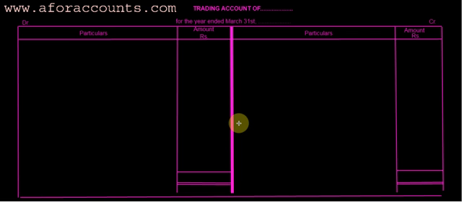The first step to prepare our financial statements is the trading account. Now, the format of the trading account is just like the ledger: debit side, particulars, amount; credit side, particulars, amount. All the expenses which are direct in nature have to be debited here, and all the incomes which are direct in nature have to be credited here.